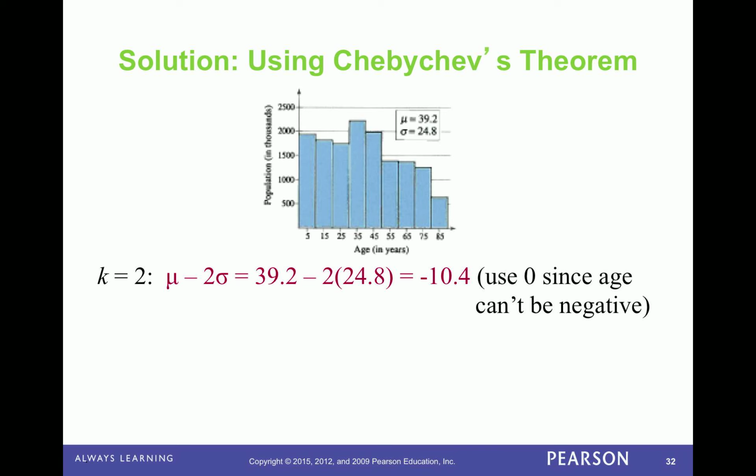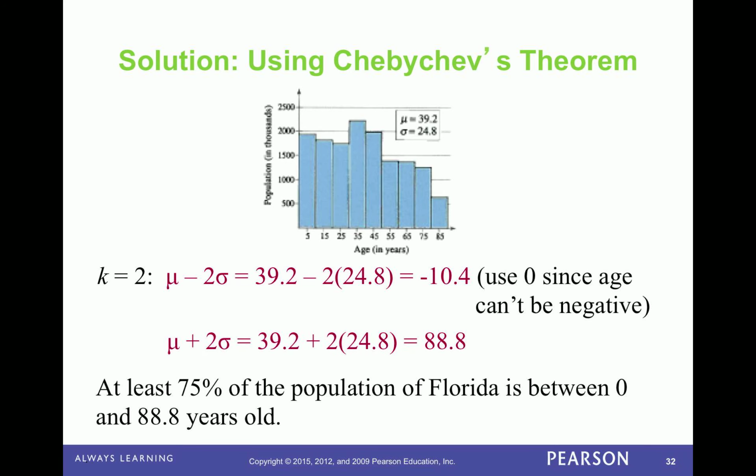Since age can't be negative, so use 0. Age can't be negative. So we go the other direction, the plus 2 sigma. So 39.2 plus 2 times 24.8 is 88.8. So at least 75% of the population of Florida is between 0 and 88.8 years old. Actually negative 10.4, but remember, it can't be negative, you're not born yet.